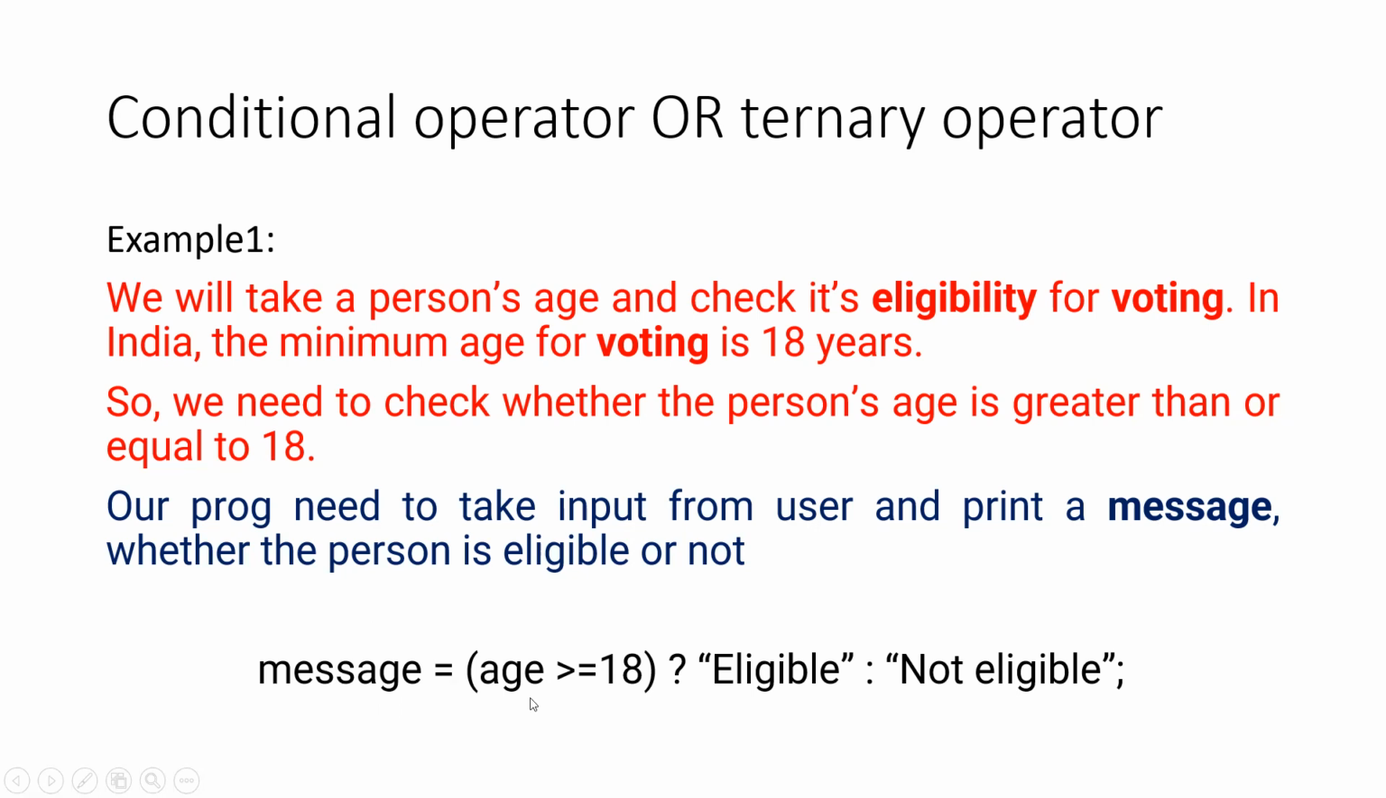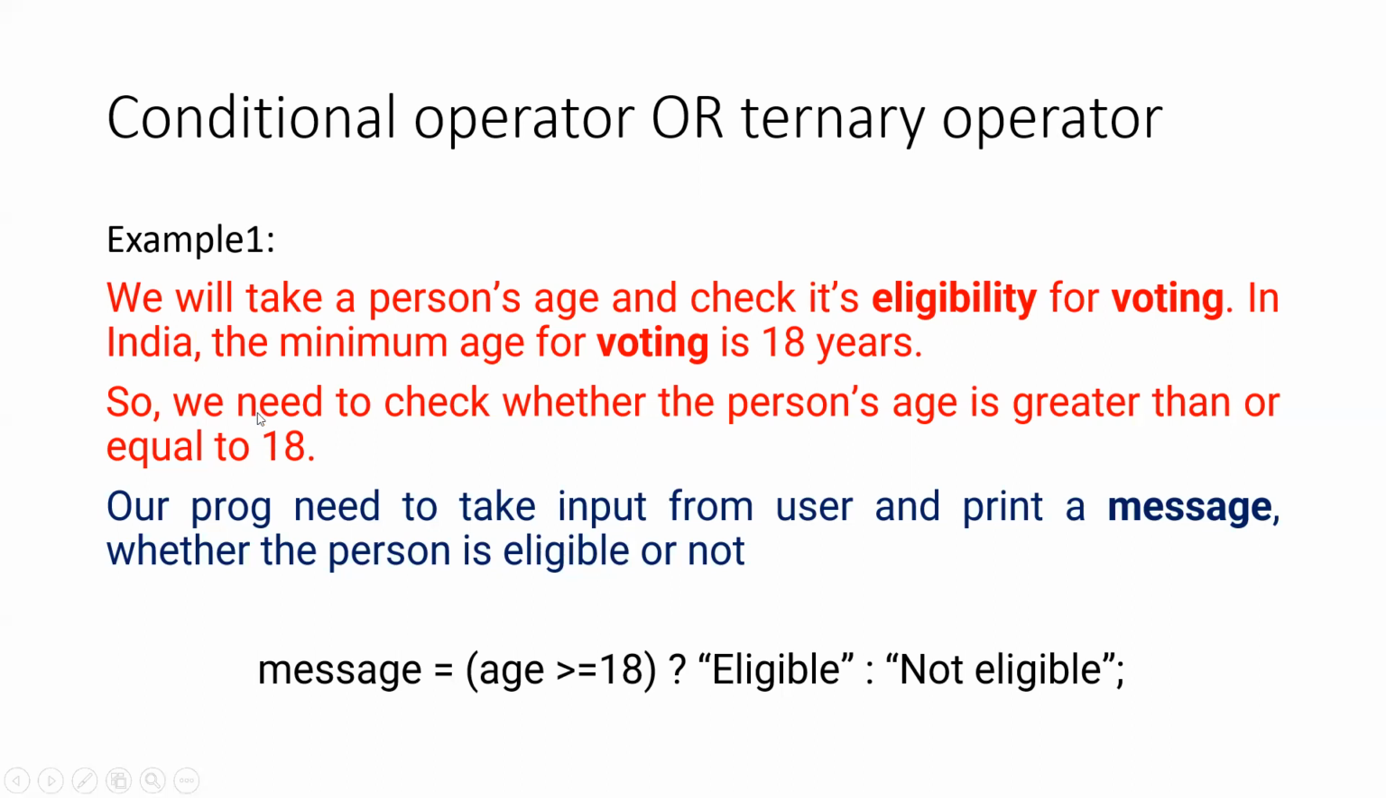But if the user age, let's say it is 17, then the person is not eligible, right? So to print this not eligible message, this particular part of the program will get executed. That is, after the colon we have another expression or another value. Now this resultant value will be assigned to the message variable, and if we display the message, in that case the message will be not eligible for the age, that is 17. So this is all about your ternary operator to solve this problem.